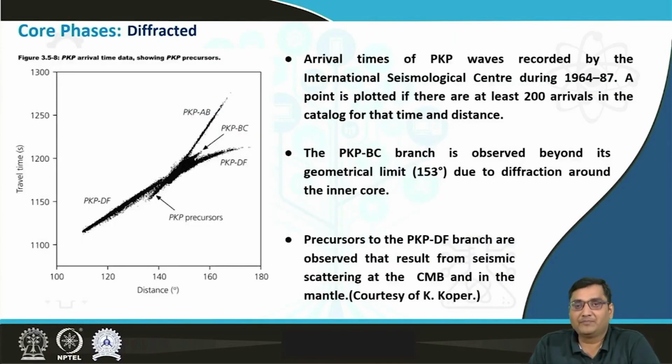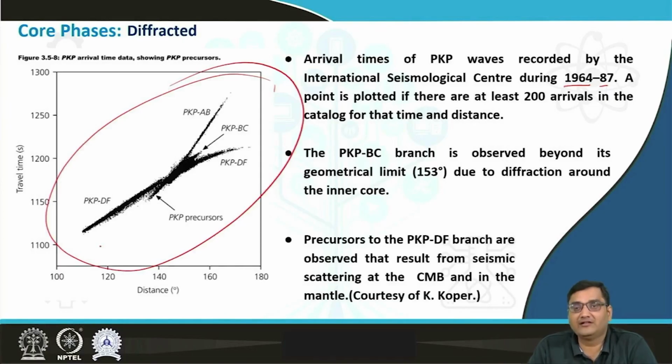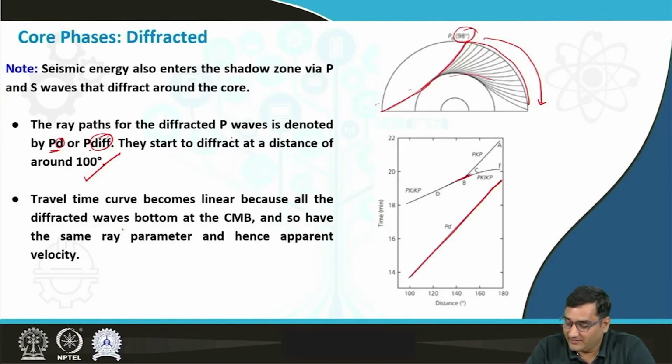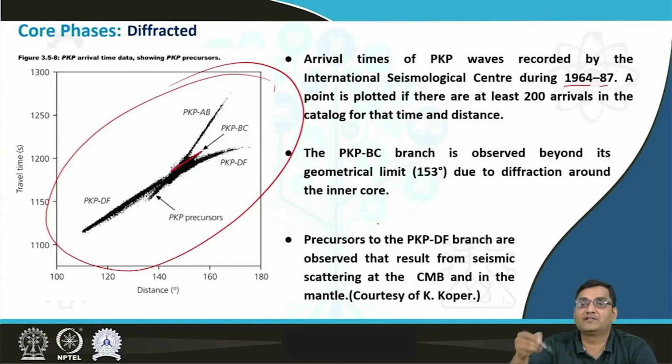Arrival times of the P waves recorded by the International Seismological Center during the years 1964 to 87, and they have basically plotted this particular curve using at least 200 arrival times from different earthquakes from several catalogs. What they observed is that the PKP BC branch, this branch over here, is observed also beyond 153 degrees. In the previous slide we saw that this branch's termination, or the last distance at which it will be observed, is around 153 degrees, but in reality it is observed beyond 153 degrees as well.